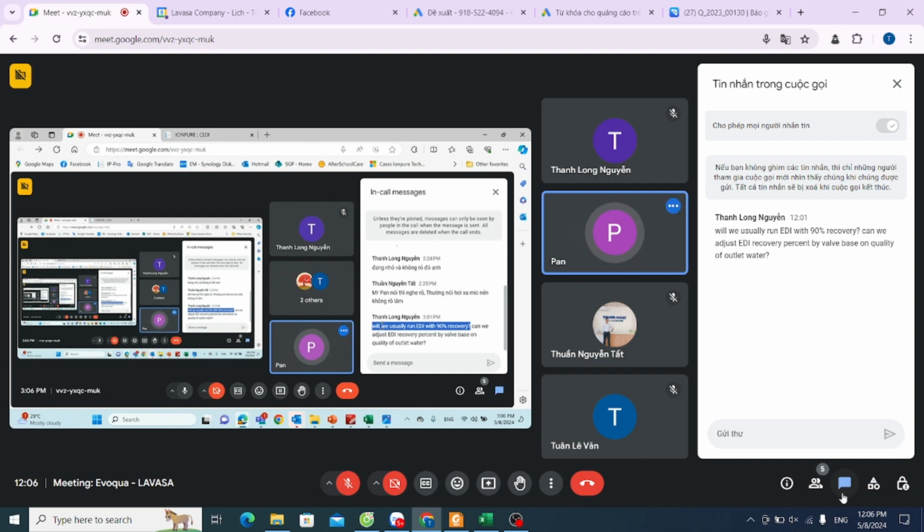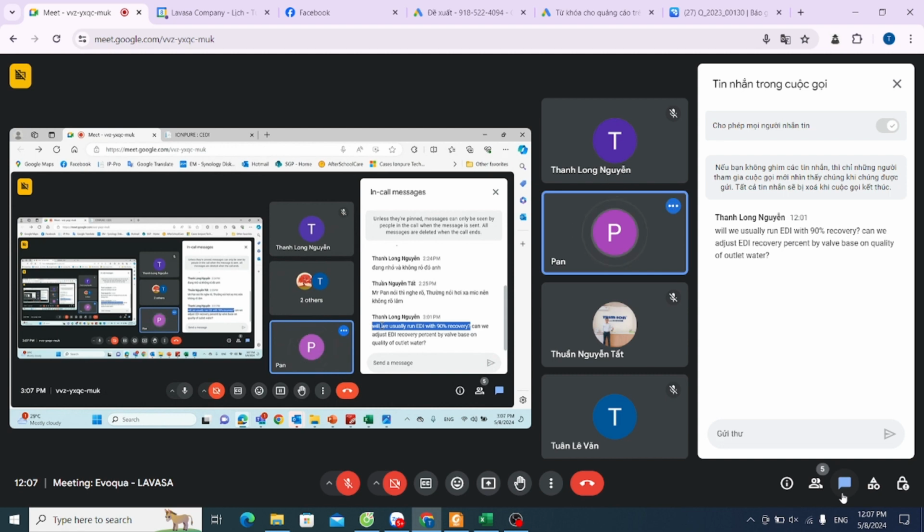So sometimes if you talk to the user, you see the EDI is quite old, already 4 or 5 years. You also have to check the RO system, because if the RO is lousy and you change the EDI, it's not going to work.